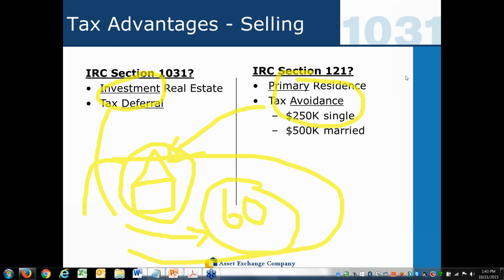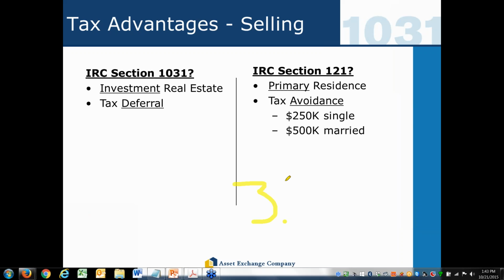She walked away from the transaction, a $3.7 million transaction, paying 0 in taxes. So understand how these two tax laws can affect your real estate transactions, and you can save your clients hundreds of thousands of dollars in potential tax liability.